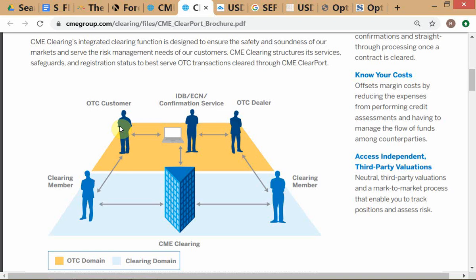So what does the clearinghouse do when you enter into a contract on an exchange? All exchange-traded contracts will be with the clearinghouse. And what does the clearinghouse do? The clearinghouse makes it clear that every day you will have to make up your losses and every day you are entitled to take away your profits.